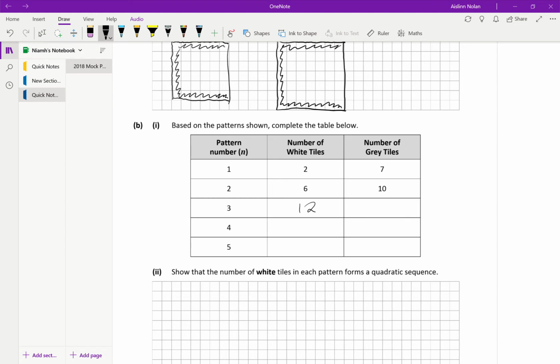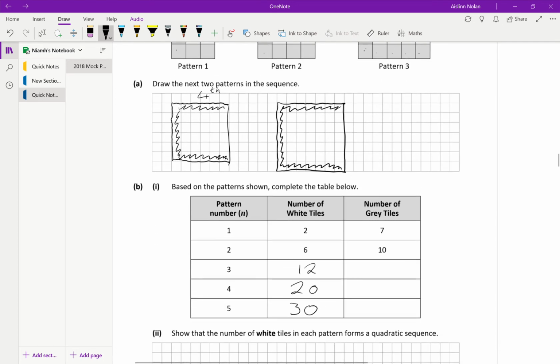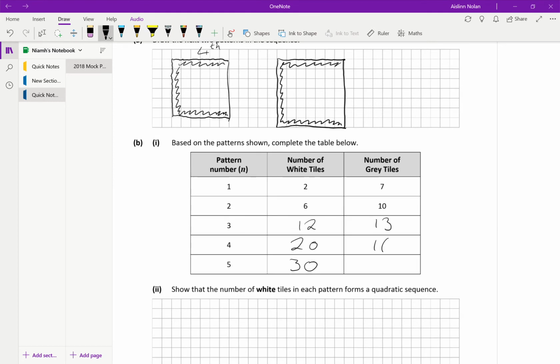And then you just keep going, counting all the white tiles in each of the patterns. For the next one there's 20, and for the fifth one there is 30. Same with the grey tiles, count them out. There's 7 in the first, 10 in the second. You're counting on the third, 1, 2, 3, 4, 5, 6, 7, 8, 9, 10, 11, 12, 13. That's 13 grey tiles in the third. And then it's going to be 16 and then 19 if you count out the fourth and fifth patterns that you've drawn.